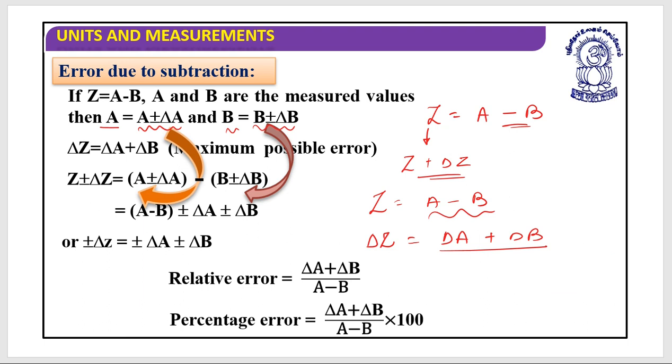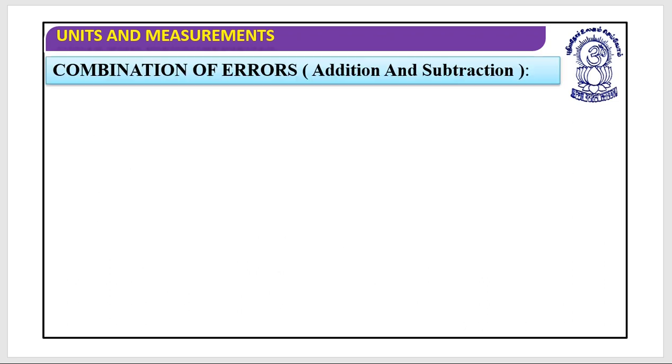So in the combination of errors, we have done up to two operations: one is addition, another is subtraction. Now let's check how we can use it. Let's move to the numericals and do them on your pen and paper simultaneously. Let's say one value is x, which is 40 plus or minus 1 meter. Let's say another quantity is y, which is 100 plus or minus 2 meter.